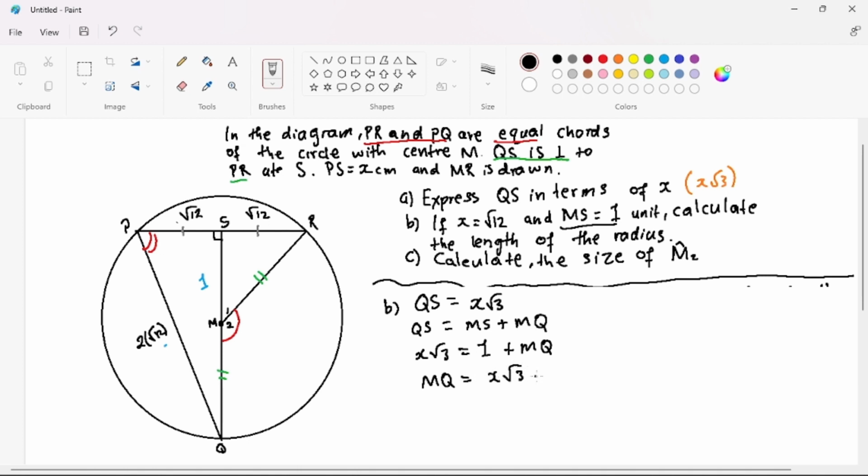So we know that x, we must let x be equal to root 12. So we are going to have root 12 multiplied by the root of 3 minus 1. And our answer here, guys, is 5 units. I don't know whether to say units or centimeters, but it's 5 units. So basically we know the whole line is x root 3, and we are also given MS is equal to 1.